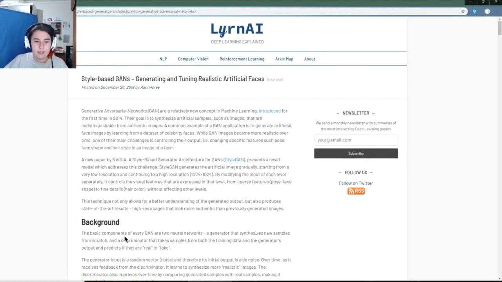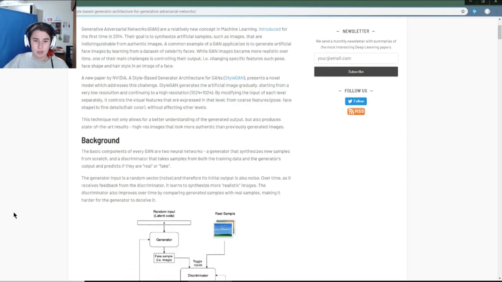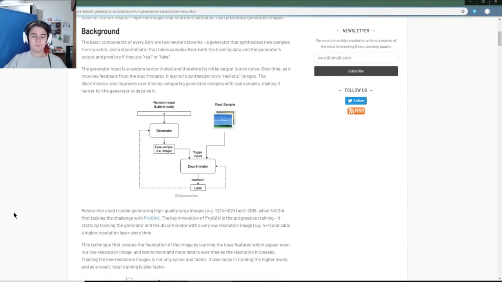But basically, the basic components of the GAN are two neural networks: a generator that synthesizes new samples from scratch, and a discriminator that takes samples from both the training data and the generator's output and predicts if they are real or fake. The generator input is a random vector noise. So it basically takes coding and real photos and mishes them together into creating a new human. That's the gist of it.